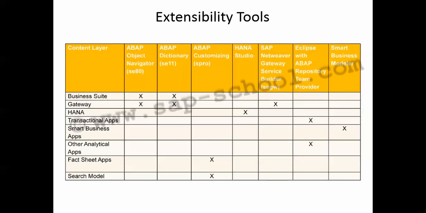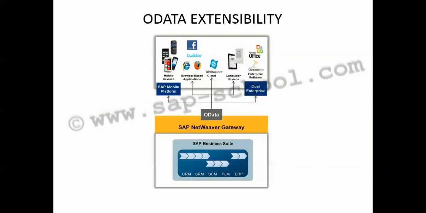For the fact sheet apps, we need SPRO, which is the ABAP customizing environment. Then for the search models also, we need SPRO. So these are the extensibility tools which are required when we work on SAP Fiori extensibility. Now, first of all, we'll start with the OData extensibility.